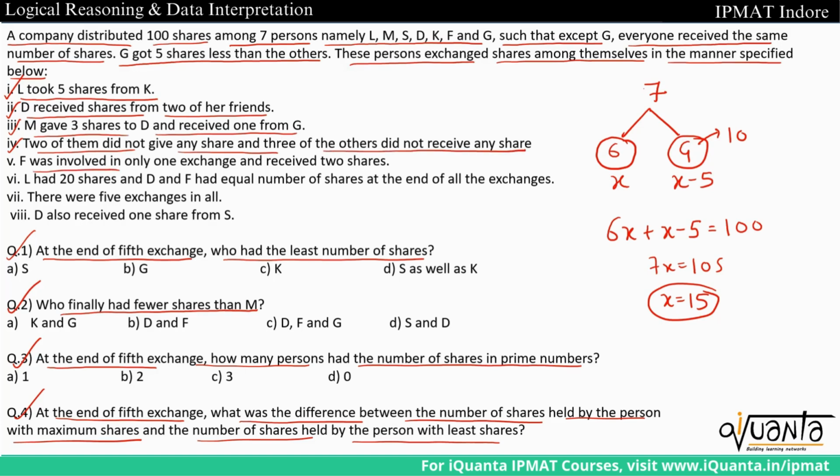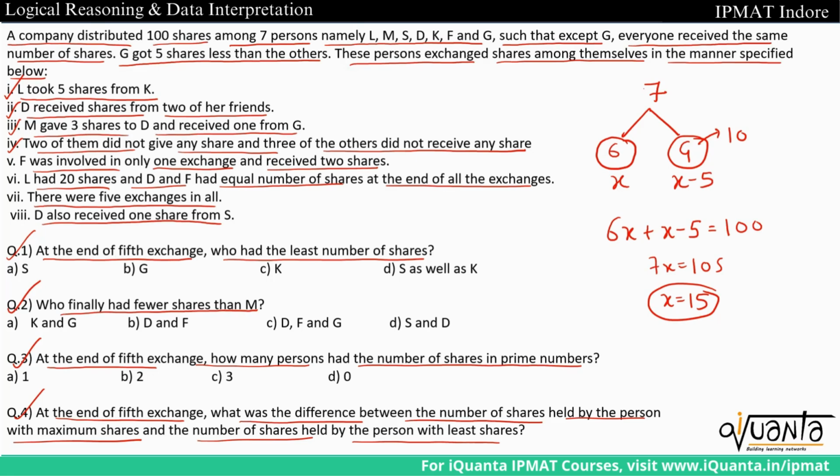F was involved in only 1 exchange and received 2 shares. L had 20 shares and D and F had an equal number of shares at the end of all the exchanges. There were 5 exchanges in all. D also received 1 share from S. So basically the terms that we can notice in the clues are initial number of shares, final number of shares, given shares and received number of shares. So let's go to the next slide.